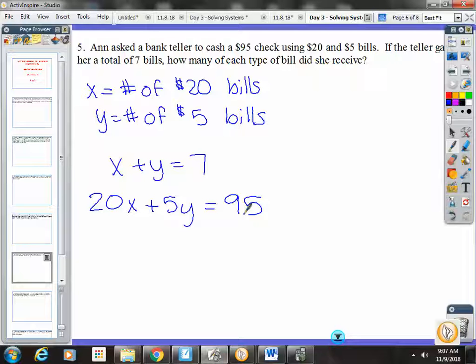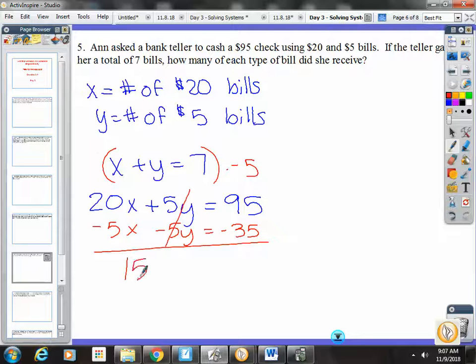At this point, we need to solve. I don't care which method you use to solve, substitution, elimination, graphing, it's up to you. I'm thinking elimination is going to be fine. Right? You can use substitution if you like. Probably not going to choose graphing. I'm going to multiply that top equation by -5. Which leaves me with -5x minus 5y equals -35.